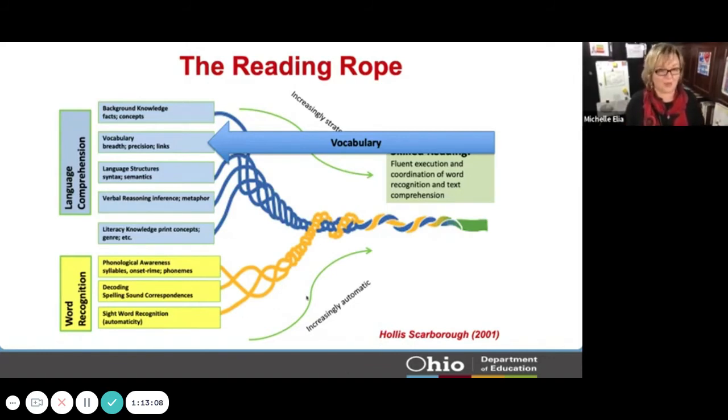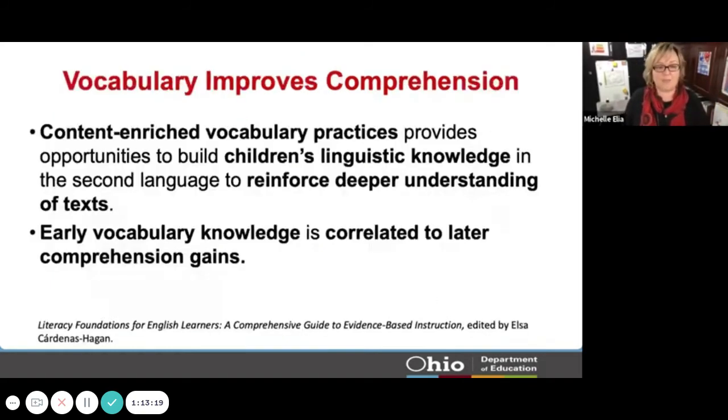Okay, vocabulary. Like I said, we're going to touch on vocabulary, background knowledge, and language structures today in our last 40 minutes of the day. So I'm going to go a little faster. Here we go. So vocabulary, we know, is one of the best predictors and influencers of reading comprehension. So we want to teach vocabulary explicitly because it's only going to help reading comprehension.